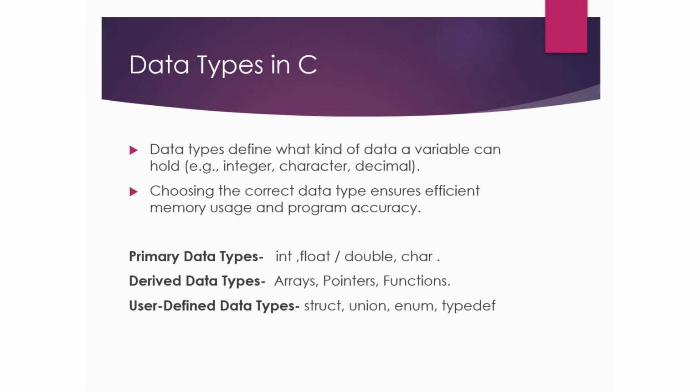Then coming to the derived data types, arrays are the collection of elements of the same data type, and pointers store the memory addresses of variables, and functions are used to group the reusable code. This basically saves the memory. And user defined data types, where struct is the group of different data types under one name, and union, enum, and typedef, these are for the custom types for better clarity and reusability of code.